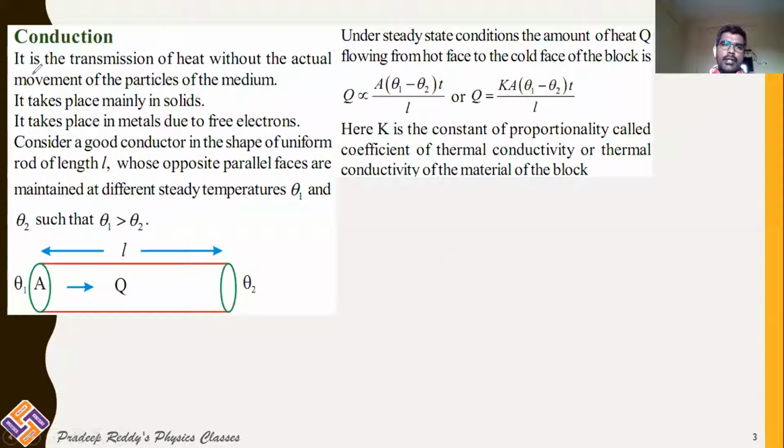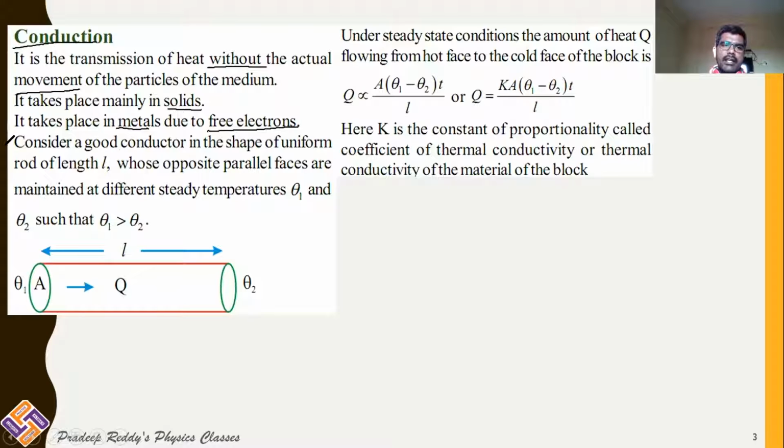As I already told you, in the process of conduction, heat transfer takes place without actual movement of the particles. There is no actual movement of the particles. Heat transfer takes place just by atomic vibrations. One atom vibrates and transfers heat energy to the next one, and so on. So it takes place mainly in solids. It takes place in metals due to free electrons. Free electrons are responsible for electrical conduction as well as thermal conduction.